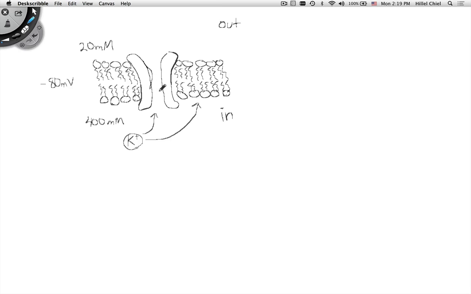Why would you do that to a channel? Well, why wouldn't you? If you wanted to allow only a particular kind of ion to permeate through a channel, then making the narrowest point just the right size might make it hard for other ions to get through.